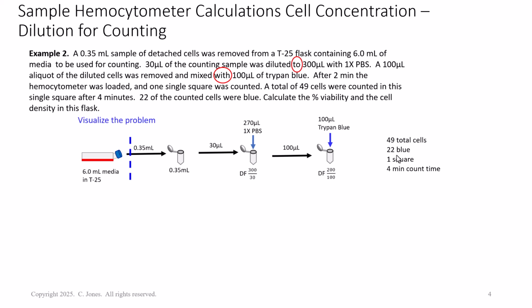So these are some of the kinds of errors that you want to look for if you're just starting to do counting or if you're training somebody to do counting. Okay, so our cell numbers again, 49 total cells.